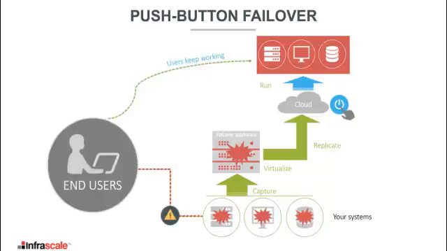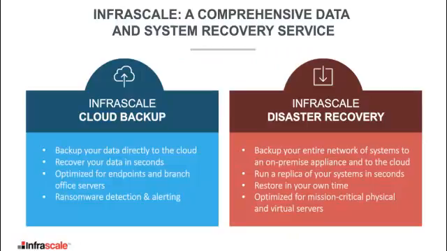So InfoScale offers two cloud-based services. One is InfoScale Cloud Backup, the other InfoScale Disaster Recovery. And as their names imply, one is really oriented around data backup and recovery and ransomware mitigation, and the other one is around disaster recovery. Both are cloud-based services. One on the left, Cloud Backup, is a direct-to-cloud service. There's no on-premise components. Disaster Recovery is a hybrid cloud offering that has an on-premise hardware or virtual appliance that gets installed on-site, virtual meaning just a virtual machine software component, as well as a cloud-based component.